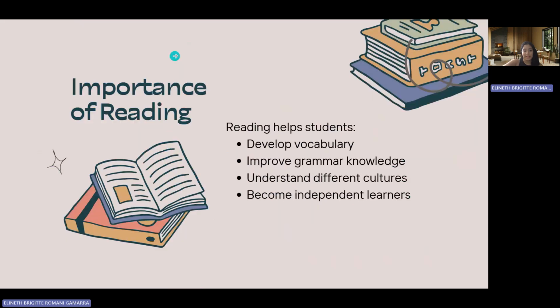What is the importance of reading? Reading is very important because it supports the development of the other language skills. For example, when students read regularly, they learn new vocabulary and expressions. They also see how grammar is used in real context. In addition, reading helps students understand different topics and cultures, which makes language learning more meaningful.